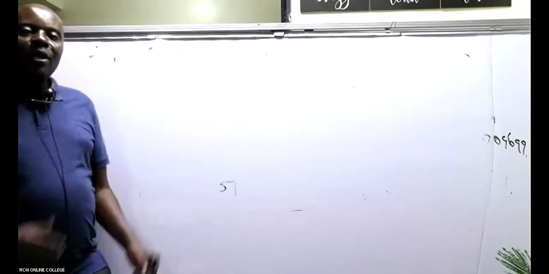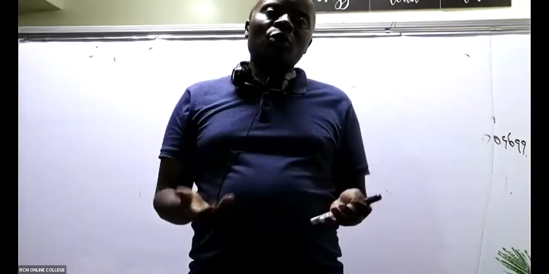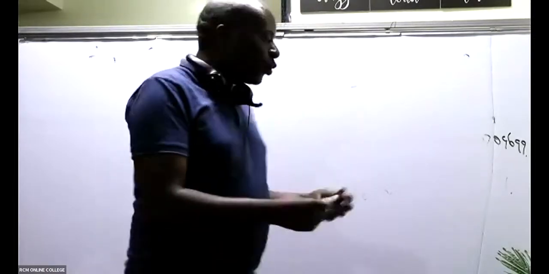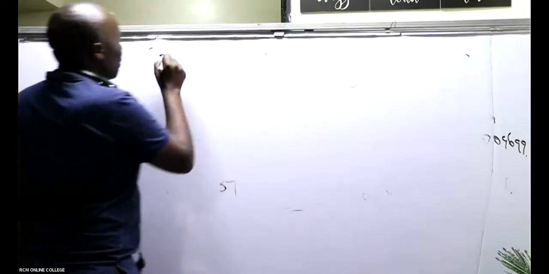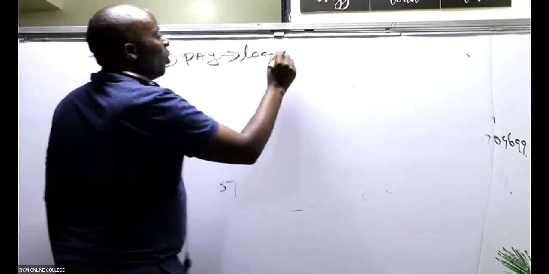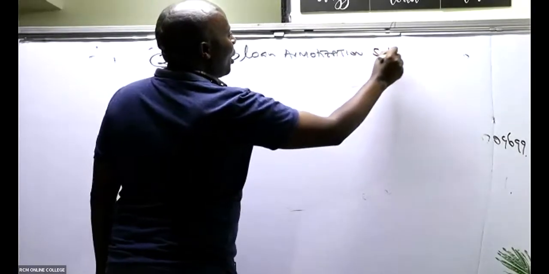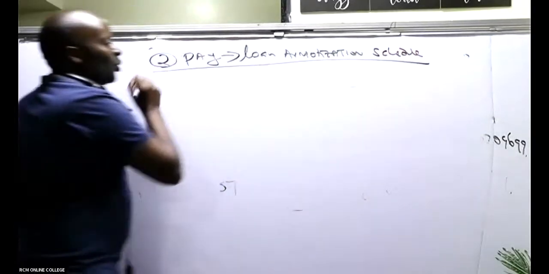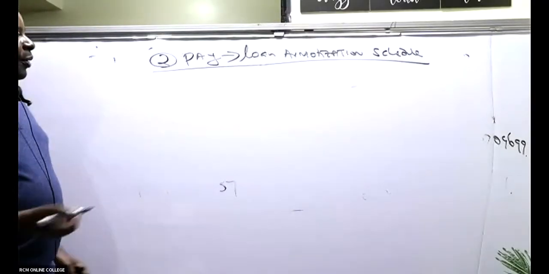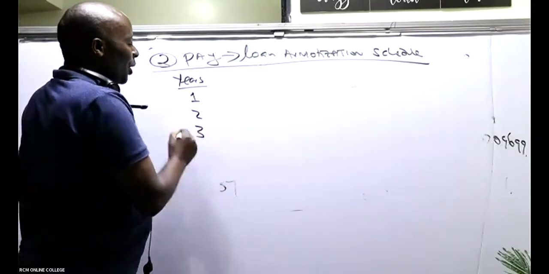Thank you so much. So then, having established a liability, the second thing that we need to do is to pay. So number two, the lease liability shall be paid. We normally pay it through a loan amortization schedule. So you prepare a loan amortization schedule, because now you know you owe. Remember, we have 3 years: years 1, 2, 3.